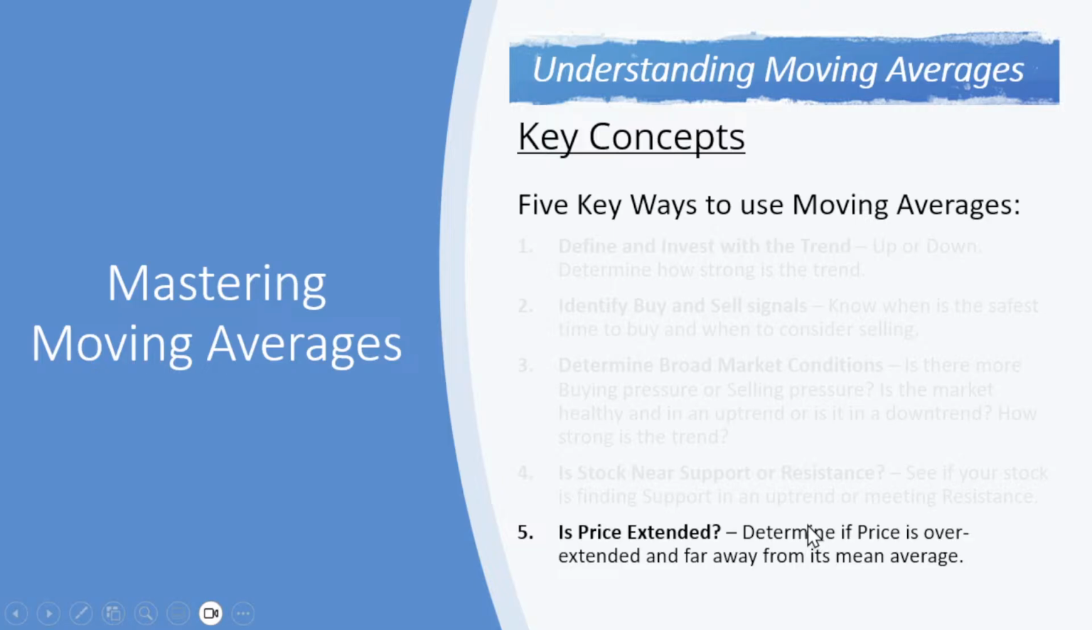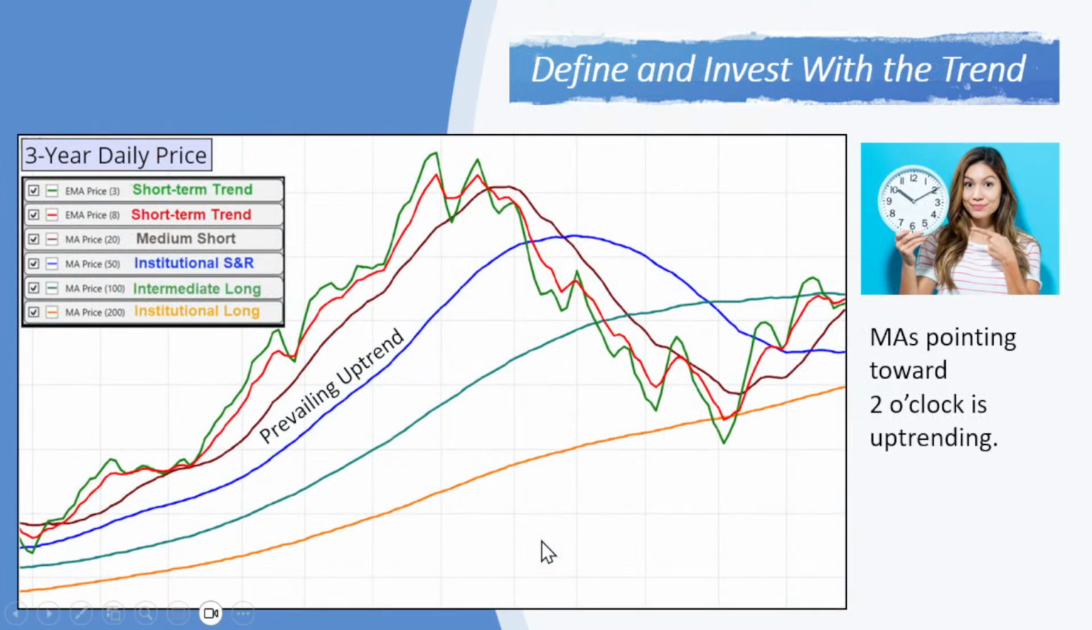Also, is price overextended? You know when price is overbought or oversold when it's pulled so far away from its moving averages. We learned this back in middle school, right? The further something gets away from its average, the more likely it is to revert back to it. So we can identify whether a stock is overbought or oversold by how far it is extended away from that moving average. Okay.